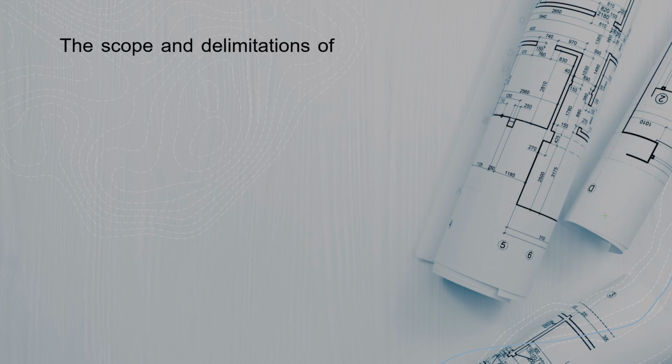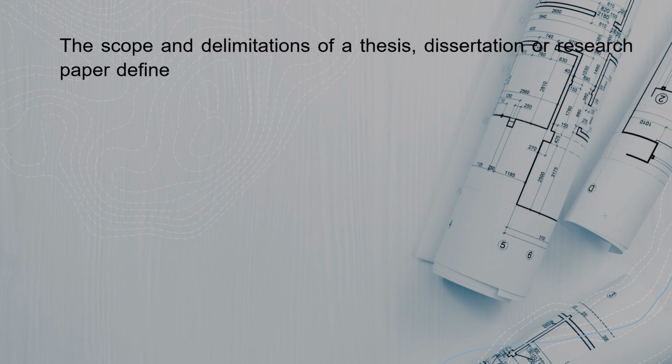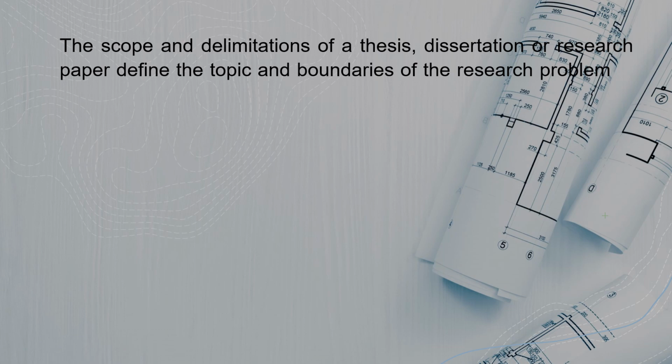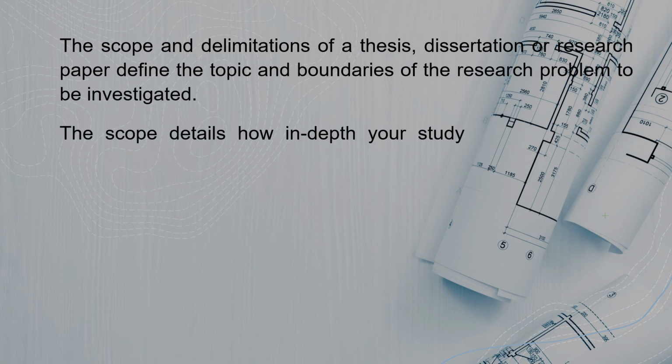The scope and delimitations of a thesis, dissertation, or research paper define the topic and boundaries of the research problem to be investigated. The scope details how in-depth your study is to explore the research question and the parameters in which it will operate in relation to the population and time frame.